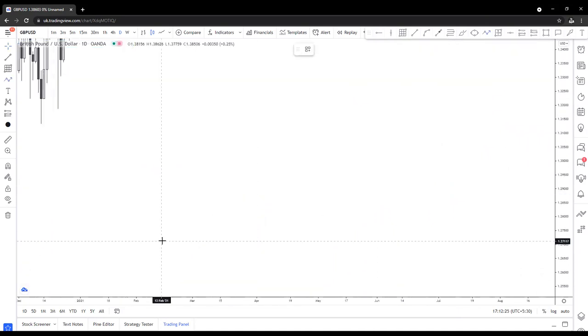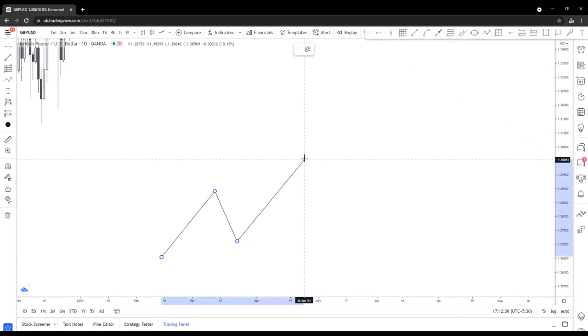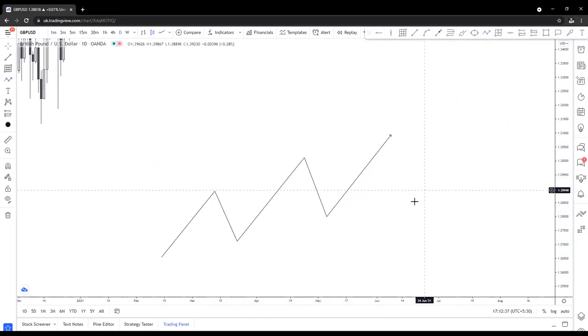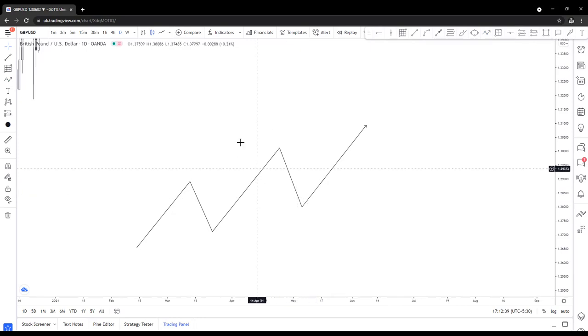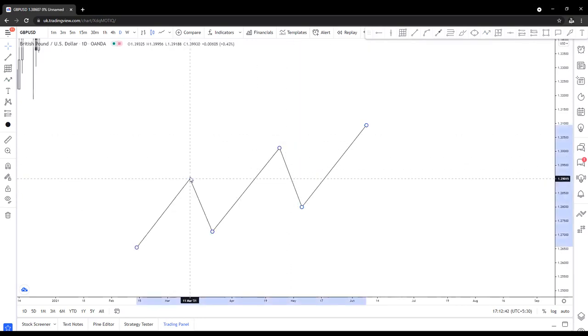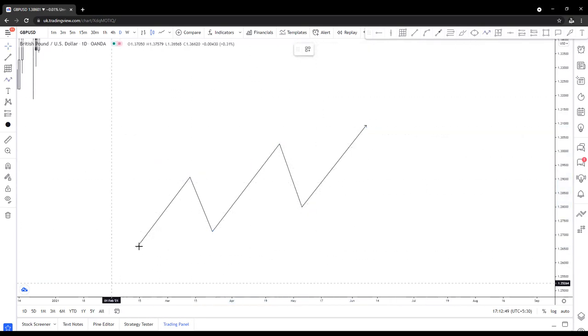Now imagine this is the weekly time frame. You need to know market structure very well in order to trade this way. Now if this is the weekly time frame, this is what would happen on the 4 hour. All right, this is what would happen on the 4 hour.